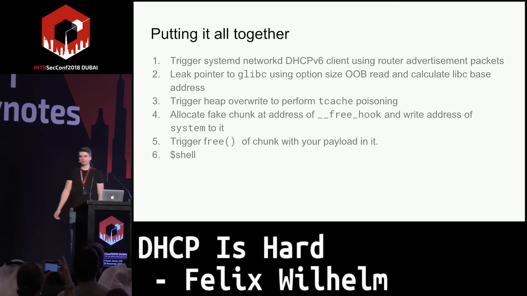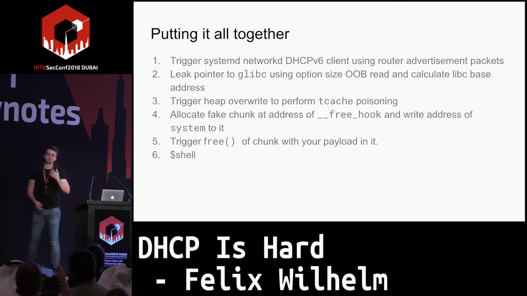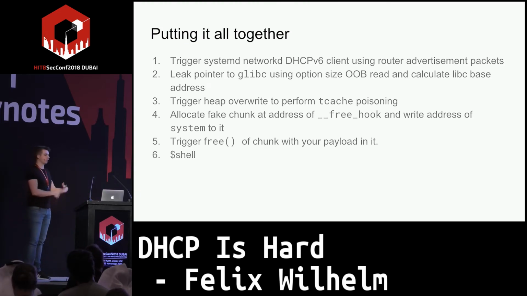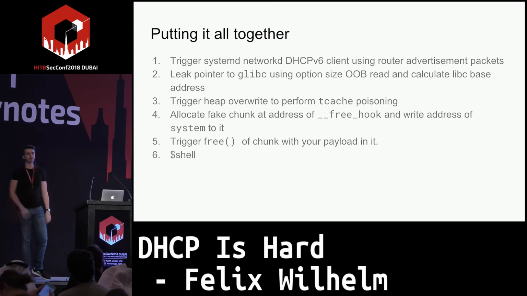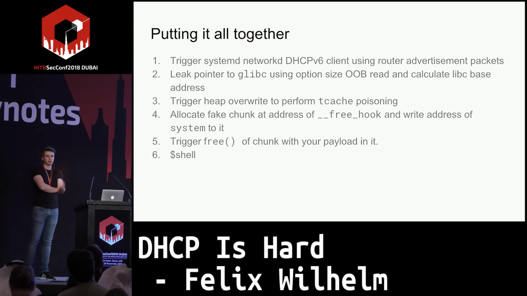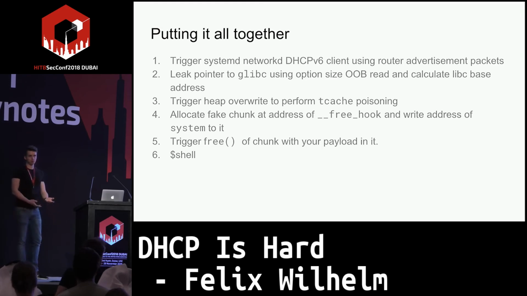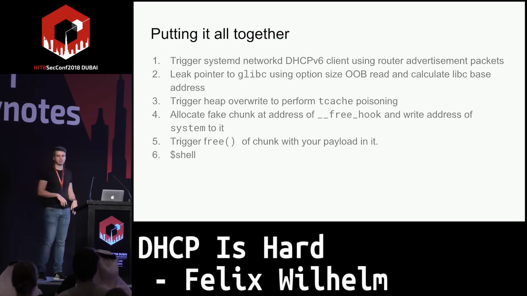So, putting the whole chain together, you basically start in a network. You have a systemd network client that you want to exploit. You trigger the DHCP version 6 functionality by sending the right router advertisement package. Then you use this option size out of boundary to leak a pointer to glibc, and calculate the libc base address.